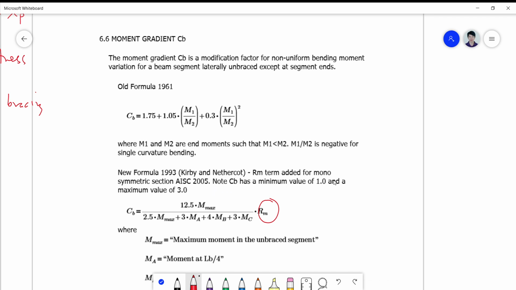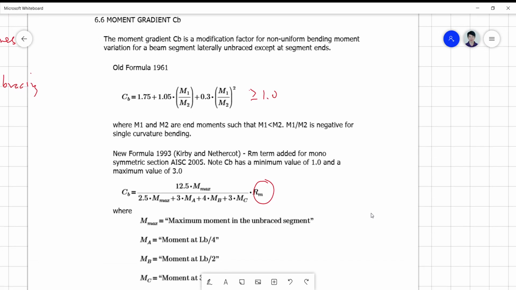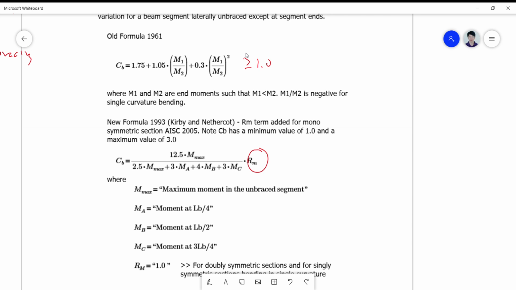So CB has a minimum value of 1.0 and a maximum value of 3.0 for this case, and CB for this case is always greater or equal to 1.0. So which formula to use depends on how you qualify the two formulas. This formula is actually a parabolic formula in terms of the ratio of M1 and M2. And this formula is also a nonlinear formula, which has something to do with the moments.